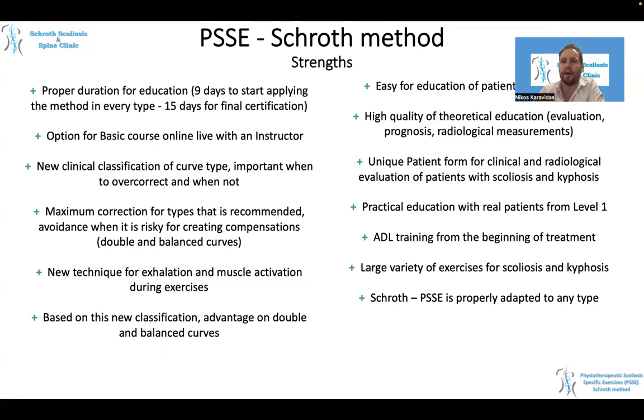But as I always say in my courses, the performance of the patient is not only dependent on the technical ability of the patient, but is also related to the skills of the therapist, how the therapist can bring the patient to go up at a high technical level to have the best performance during exercises. And to finish with this, our school can be properly adapted to any type of scoliosis or kyphosis.